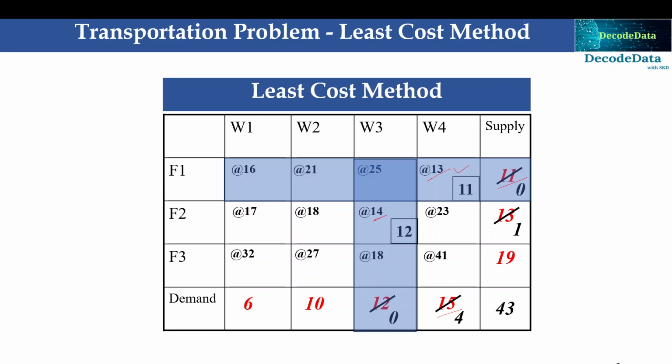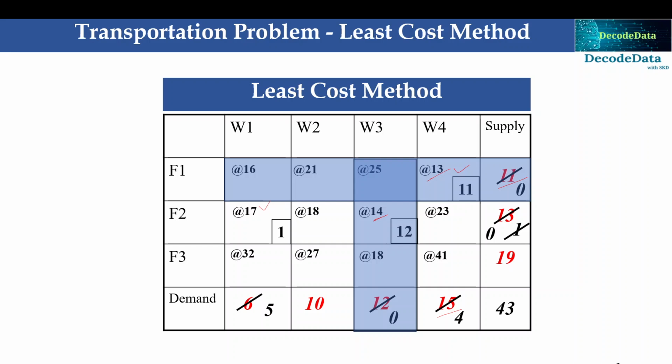Now we have warehouse 1, warehouse 2, warehouse 4 and factory 2 and factory 4. So we have 6 cells vacant, right? Out of these 6 cells, the next lowest one is 17. So how much will we allocate? Factory 2 can deliver 1 and the warehouse has a demand of 6. So you have a demand of 6 pens, but I have only one pen. So I'll only give you 1 pen, right? So this will become 0 and this will become 5.